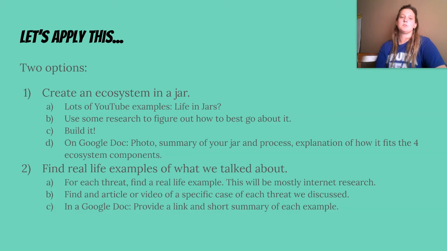Your second option is to, for each threat, find a case where this thing really happened and what happened to an ecosystem. A great example for natural disaster would be the fires that were in Australia earlier this year, and how those have impacted ecosystems. Okay, so you're going to provide a link and a short summary of each example. You're going to do all 5. Your summary doesn't have to be very long.